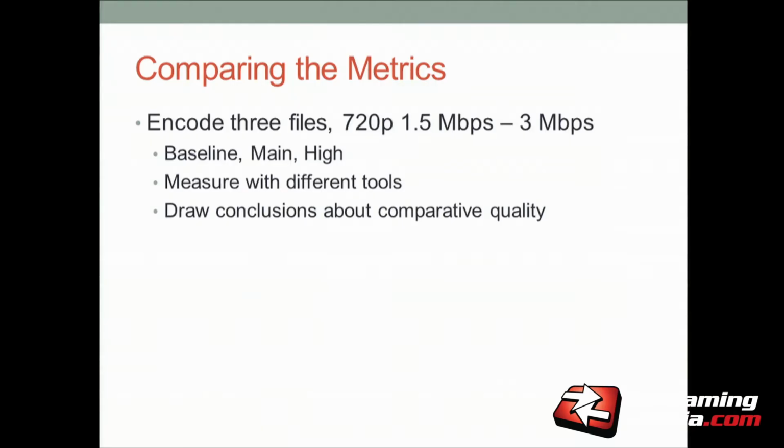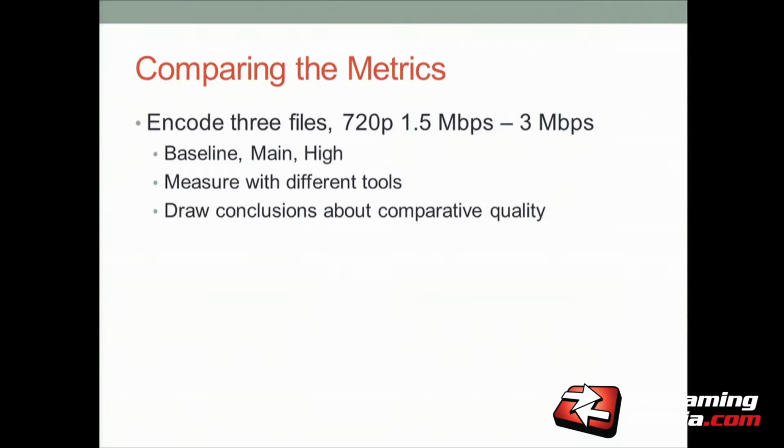So what I did is I said, well, heck, I've got all these tools. Why don't we encode some files in different ways and then measure the difference in all these tools with all these metrics. So what I did is I encoded 3 files at 720p, the data rate varied per file. And then I encoded them with the baseline, main, and the high profile. This is a pretty fundamental decision you have to make in encoding H.264.